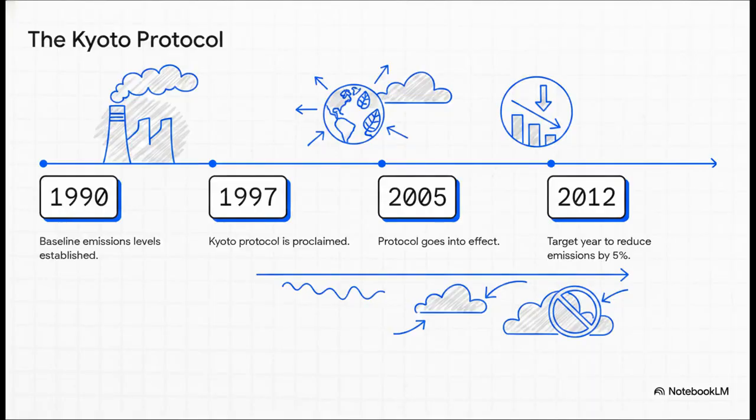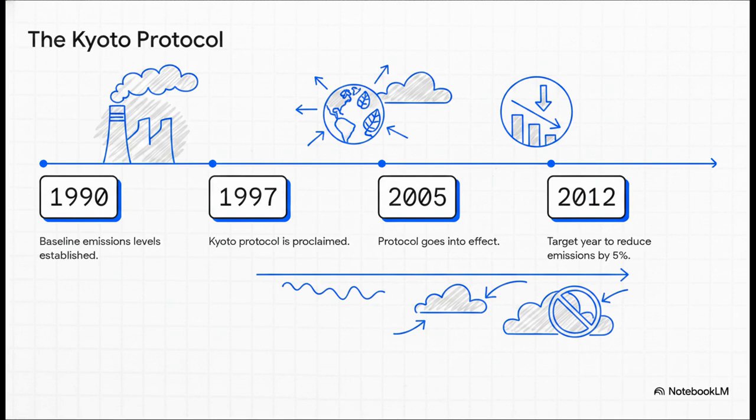When the international community looked at all these shifting mechanics, the greenhouse effect cooking things up and CFCs tearing down the ozone, they realized they had to act. Enter the Kyoto Protocol. Proclaimed in 1997, it drew a line in the sand using 1990 as the baseline year for emissions levels. It officially went into effect in 2005 after being ratified by 141 nations.